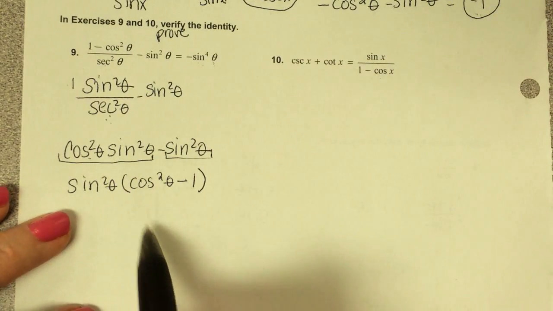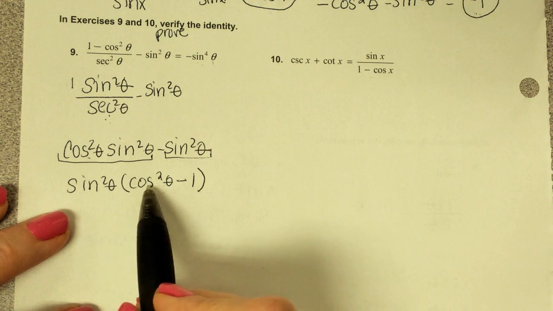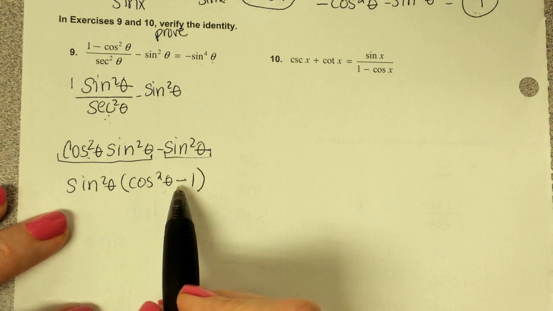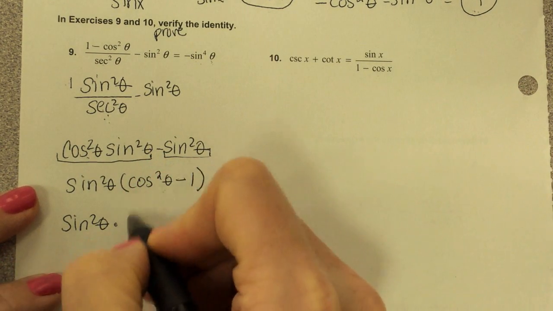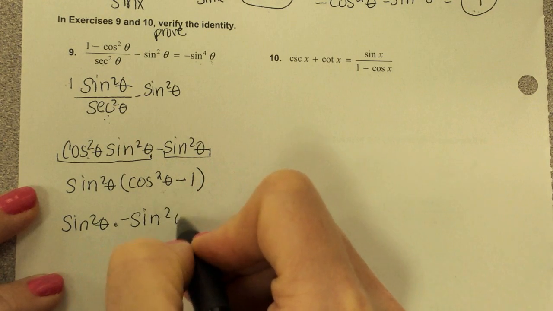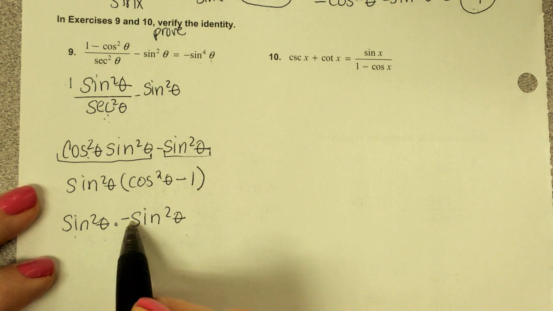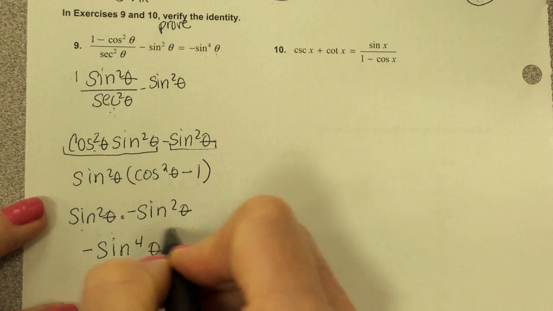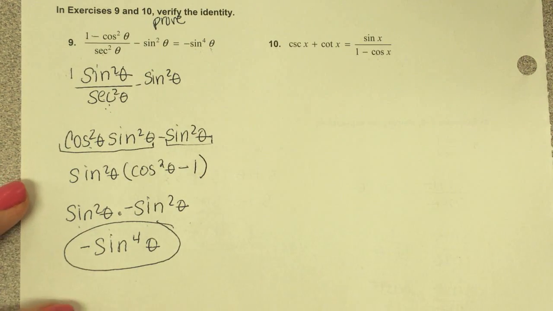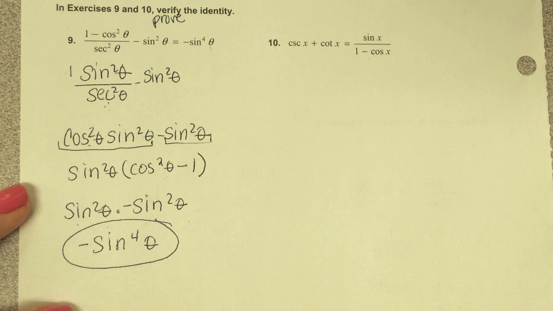You should always be thinking, is that going to be helpful? So if I replace this with negative sine squared theta, is that going to be helpful? Yeah, sure. So now I've got sine squared theta times negative sine squared theta. So this is sine times sine times sine times sine with a negative. So it's equal to negative sine to the 4th theta. And we're finished. Once I make it match, that means we're done. What questions do you have on that?